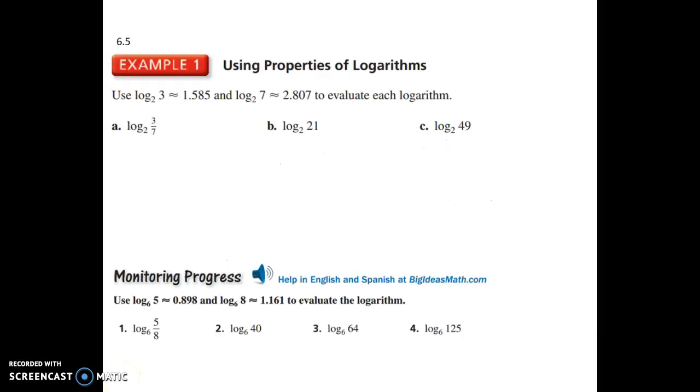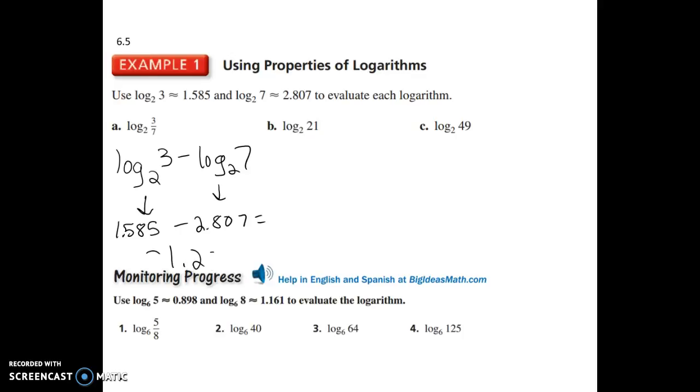In example 1, we're working with just numbers, and hopefully you can see that before we go to the variables. So in A, we have a division problem. What we can do is break up a division into a subtraction: log base 2 of 3 minus log base 2 of 7. And then we know this number because it's given to us above, and we know log 2 of 7 is given to us. So then we can subtract and get a final answer of negative 1.222.